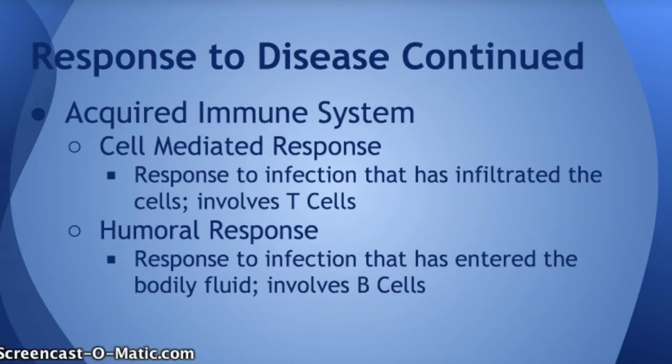Here's more about response to disease. The acquired immune system develops since you were born. It looks out for bacteria, viruses, diseases, etc., otherwise known as antigens. There are two different types of acquired immune system response, the cell-mediated response and the humoral response. The cell-mediated response is triggered when infection enters the cells, while the humoral response occurs when the infection has only entered the bodily fluid.